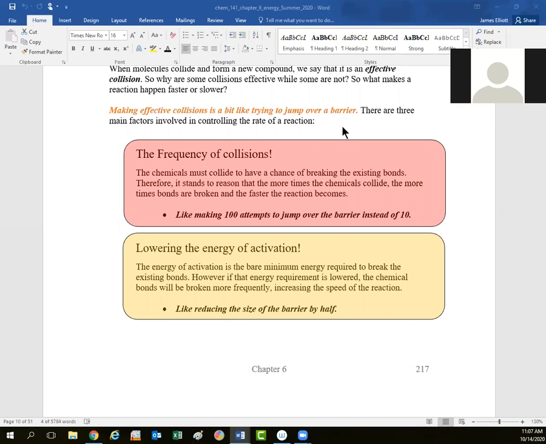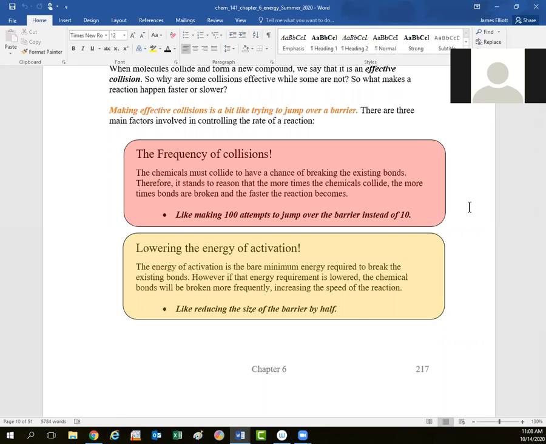The sheer number of collisions. If there's more collisions, it just becomes statistically more likely that the bonds are going to break. A little bit like an analogy would be trying to get 10 people to jump over a barrier, and maybe you get 6 or 7 of the people to manage to jump over. But if you just literally throw more people at the problem, or more chemical at the problem, so we get 100 people to try and jump over the barrier instead of just 10, there'll still be people who fail, but we'll collectively get a greater number of people who are jumping over the barrier.